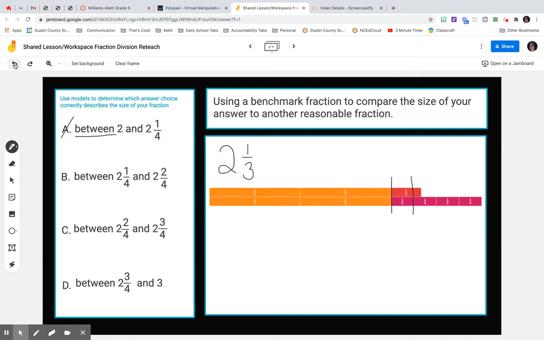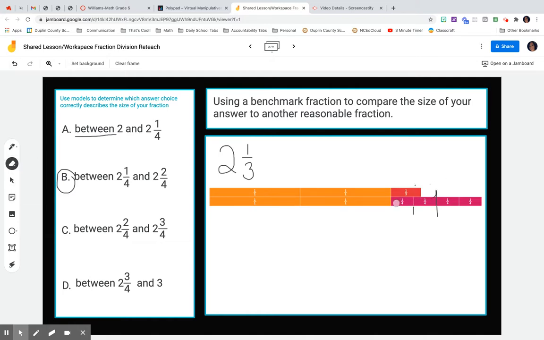Let me get rid of those lines here so we can look at the next one. My answer was between 2 1/4, which is 2 whole and here's 1/4, so my answer is between 2 1/4 and 2 2/4. Yes, my answer is between those two benchmark fractions. So I'm going to circle my answer, but I want to make sure that no other answers describe this solution better. So let me back up. I should probably even use the eraser here instead.